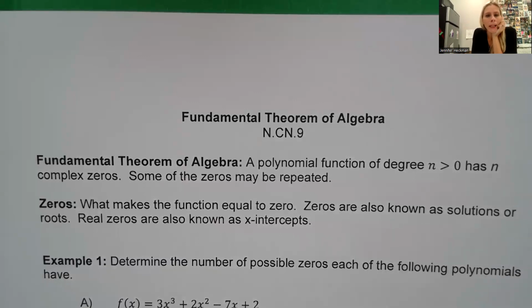So what makes the function equal to 0? Well, zeros are known as solutions or roots. Real zeros are known as x-intercepts, okay? So you have some vocab there that you can interchange: zeros, solutions, x-intercepts. X-intercepts are your real zeros, where some of them might be complex when we're solving, okay?